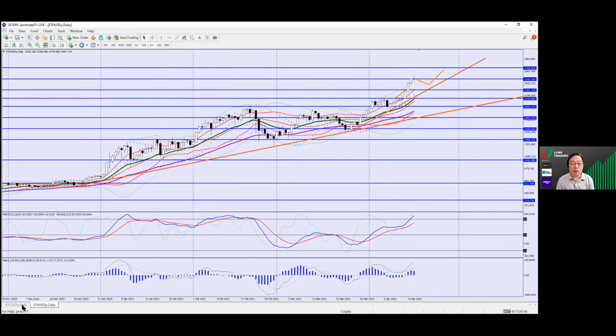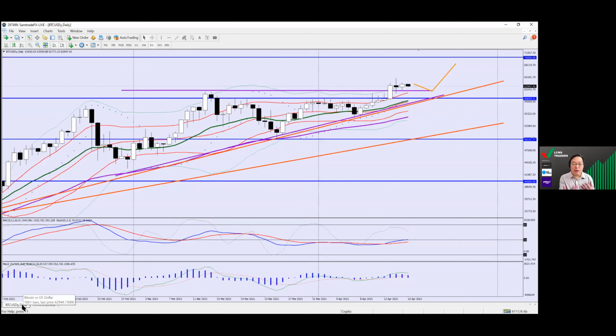So in summary, I'll be looking at a possible retracement by next week's Friday. There'll be some retracement back before an ongoing continuation of the upward trend for both the Bitcoin and the Ethereum. That's all.